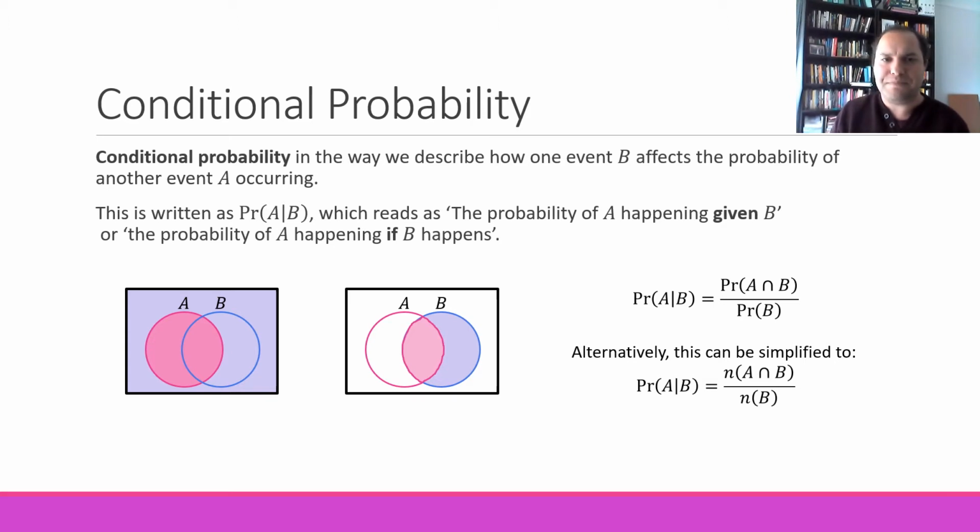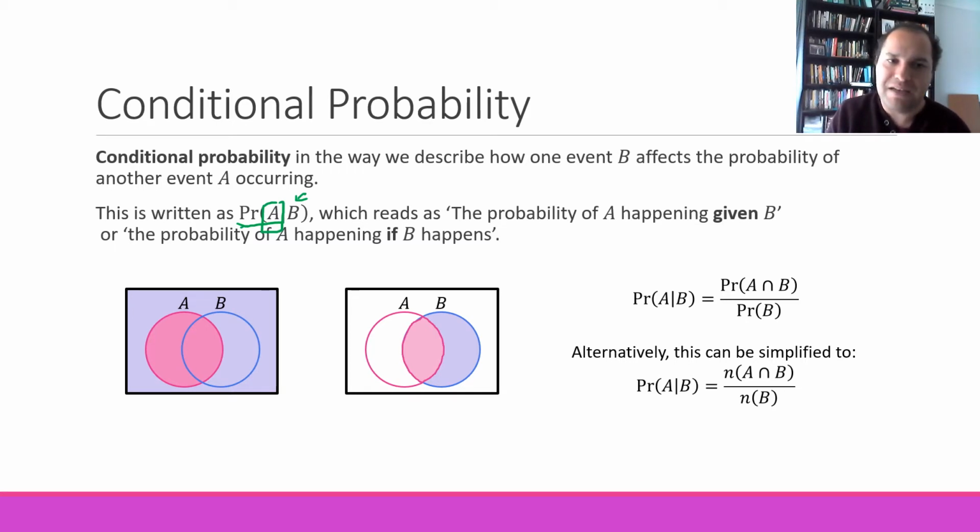Conditional probability describes the way how one event happening affects the probability of another event happening. Now, how we write that is the probability of A, a vertical line, and then B. How we read and understand this is: we're finding the probability of A, that's the first letter there, given event B happens as well. Or we can say it another way, the probability again of A happening if B happens as well.